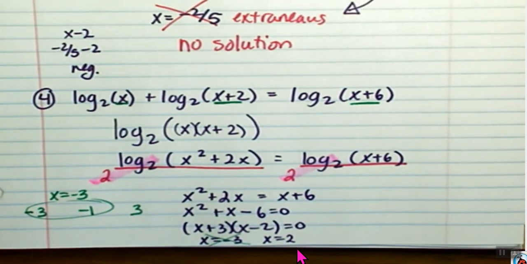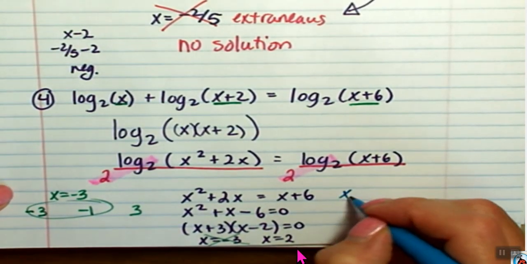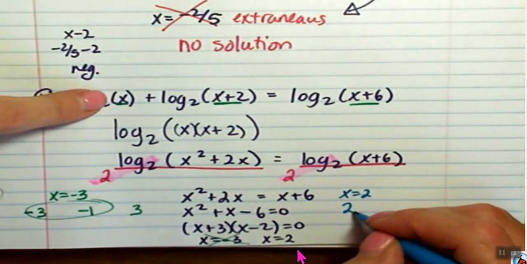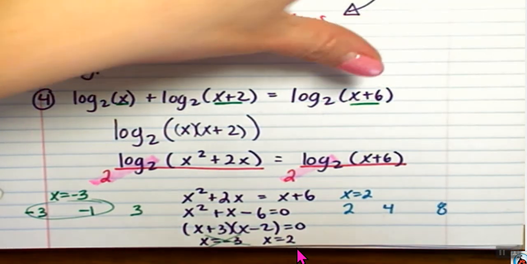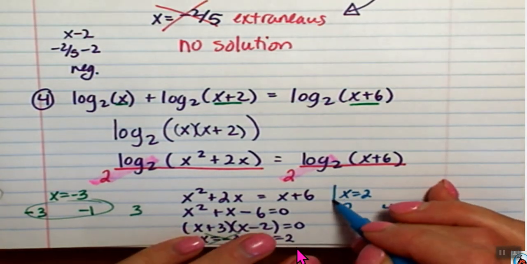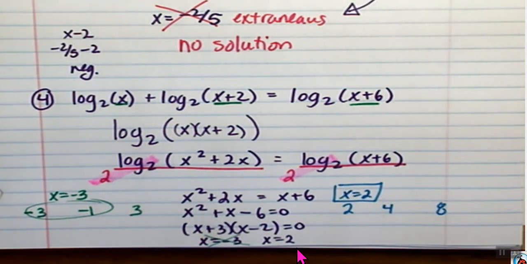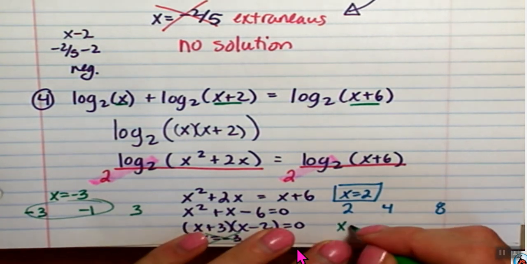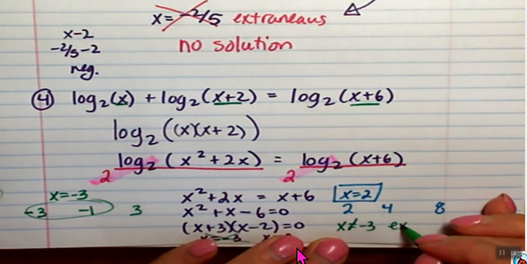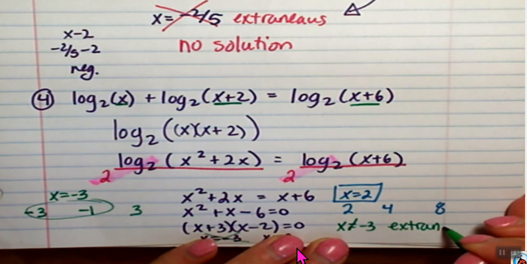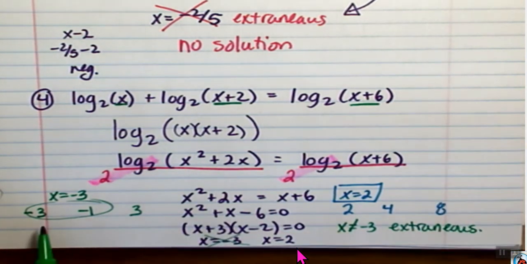Okay, now let's check 2. Let's check positive 2. I get 2, 4, and 8. Yes. So the solution is x equals 2 and x equals negative 3, which it can't be, is extraneous. Extraneous because it did not work.